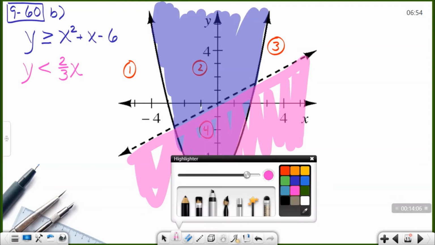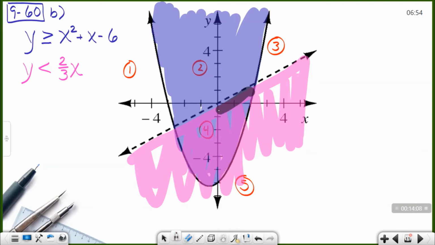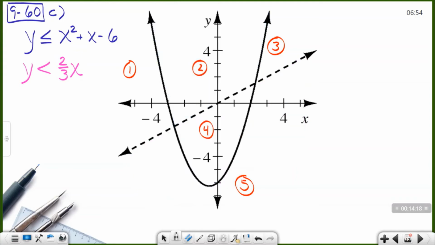So where is the overlapping section? Our overlapping section is right here in section 4. And that's the part that you would shade. You don't have to have all the other shading, but you do have to have the shading for the final solution region. Let's take a look at the last one.